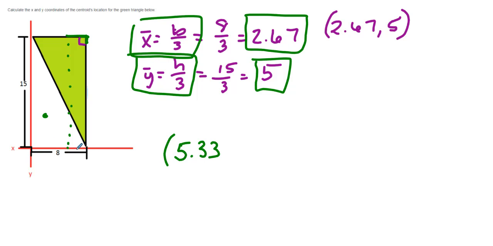That's the coordinate, 5.33. And for y, we go in 5. Okay, so we go down 5 to about here, and our centroid would be here. This would be 15 minus 5, right? 10. So 5.33 and 10 would be your coordinates.